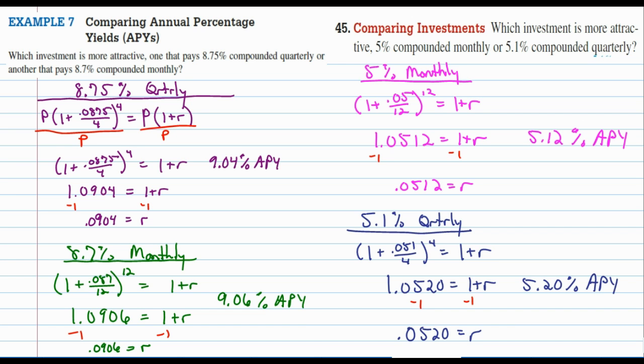So as you can see, the difference between these two accounts is actually a little bit more than it was in example 7. The first account only produces 5.12% APY. The second account produces 5.2% APY. So at the end of the year, you're going to have earned a higher interest rate with the second account, which had a little higher interest but was compounded less.